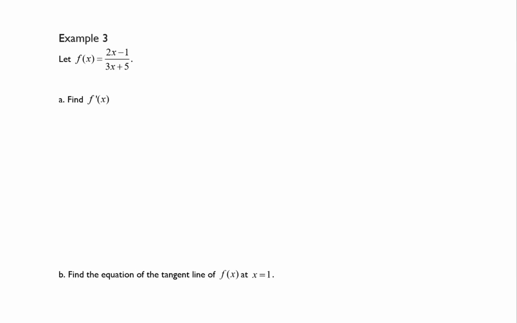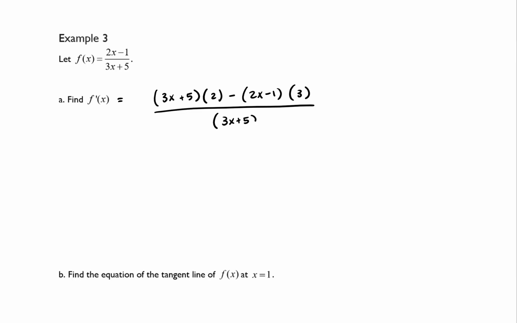Example 3 wants us to find the derivative of the function (2x minus 1) over (3x plus 5). So we're going to need to use the quotient rule. So you have the bottom times the derivative of the top minus the top times the derivative of the bottom, all over the bottom squared. Let's go ahead and simplify that.